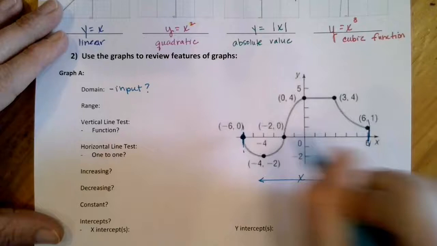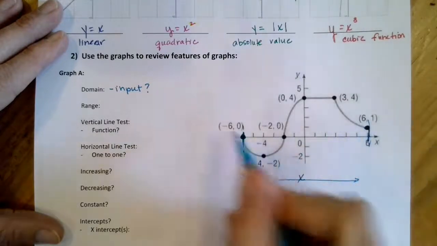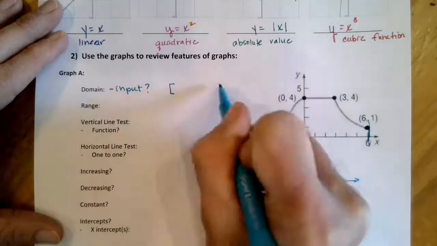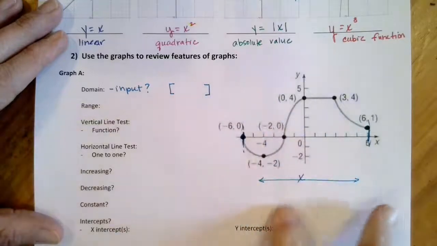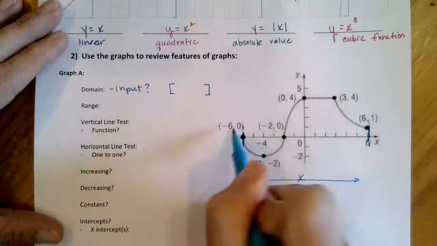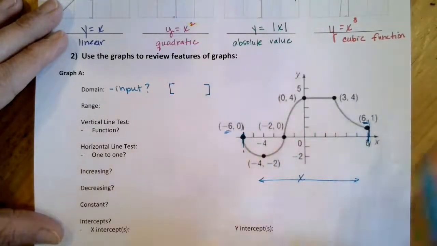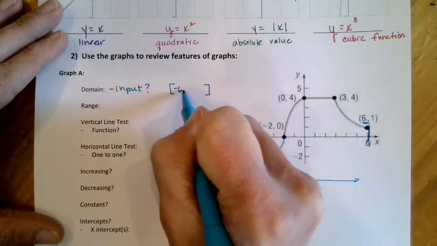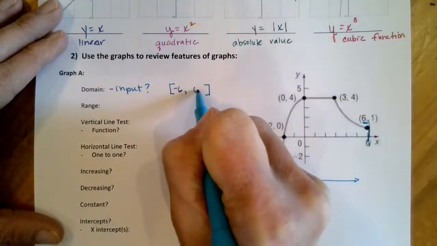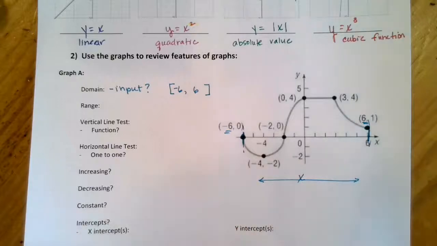Because this is a closed dot and because this is a closed dot, I'm going to be able to use my box. And I'm looking only at my x values. Where does it start and where does it stop? And remember, you're going from least to greatest in that value. All the possible input values is our set of our domain.